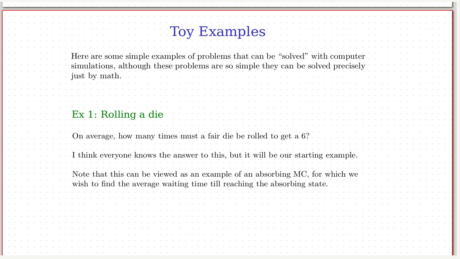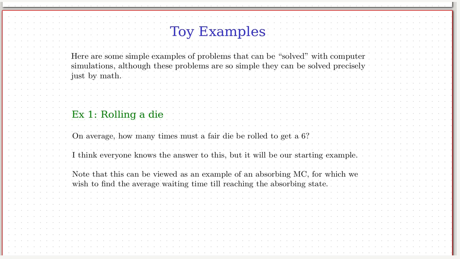So the very first example is really simple. I bet you all know the answer to the question I'm going to ask here. Suppose you roll a fair die repeatedly until you get a 6. So you just keep rolling a die until you get a 6. On average, how many times must you roll the die in order to get a 6?